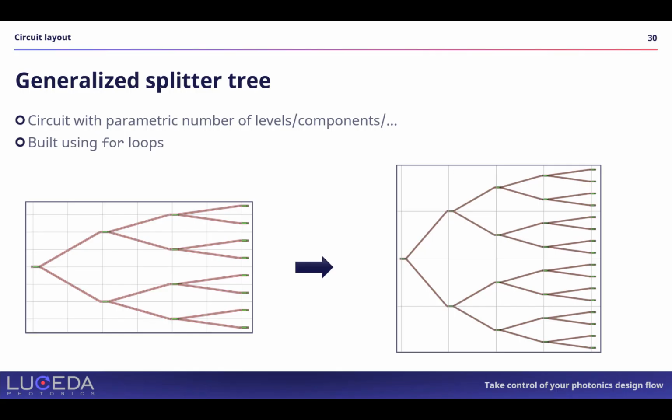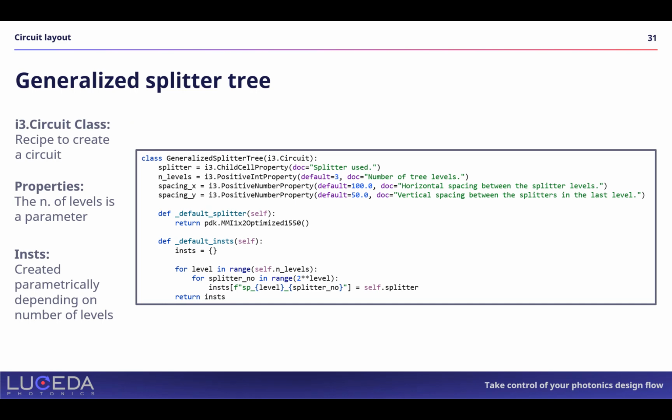In the previous section, we designed a splitter tree circuit, and that design is already parametric, with the spacing between various components and the type of splitter used all being parameters. We can extend this approach even further, creating a circuit that is parametric to the number of levels in the splitter tree. To do this, all the instance creation, placement, and routing must be parametric, so that we simply pass in the size of splitter tree we want, and the circuit is built for us. To implement this, we just need to make a few small changes.